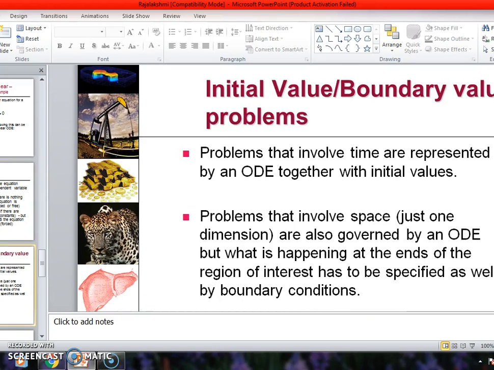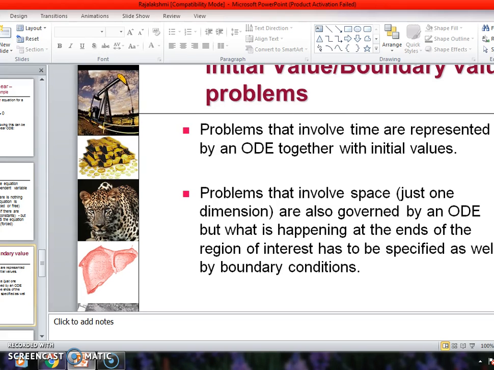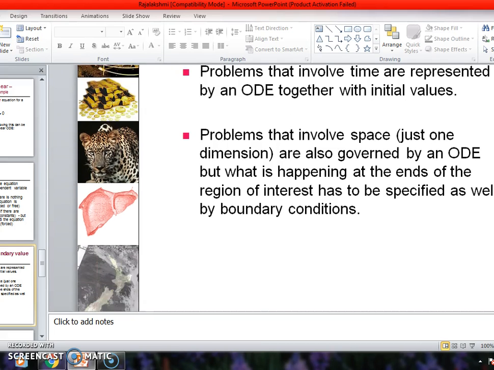Initial value and boundary value problems: problems that involve time are represented by the ODE together with the initial value. Problems that involve space are also covered by an ODE, but what is happening at the ends of the region of interest has to be specified by the boundary conditions.